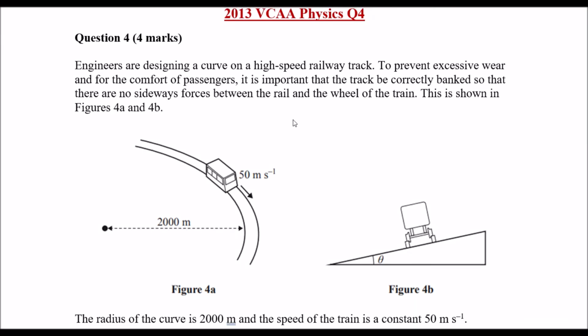My name is Mr. Wong, and today we're going to be going through another past paper question in physics. This is for circular motion, so Module 5 of Inquiry 2. This is the 2013 Victorian paper, question 4.